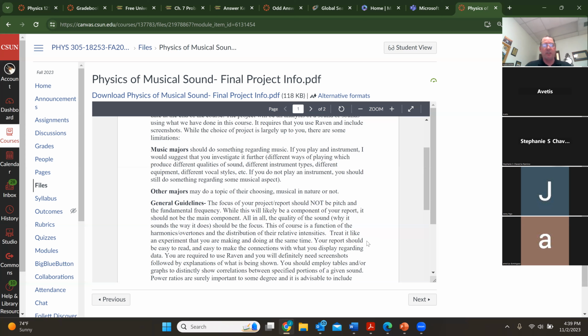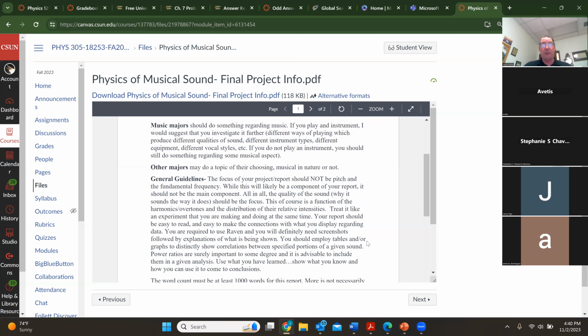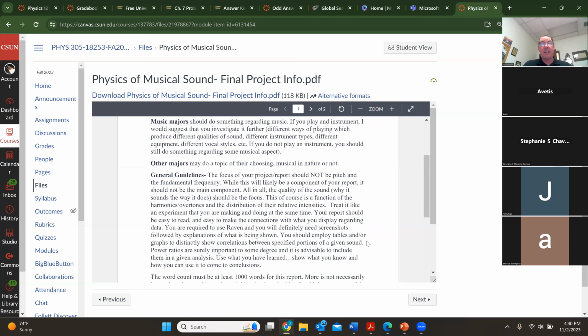But again, it's up to you. General guidelines are this: it should not just be about pitch and the fundamental frequency. That was stuff that we've done early on, finding the fundamental frequency and determining the pitch of the sound, closest musical note. While that could definitely be a part of the experiment or part of the discussion, part of the report, it shouldn't be the focus by any means.